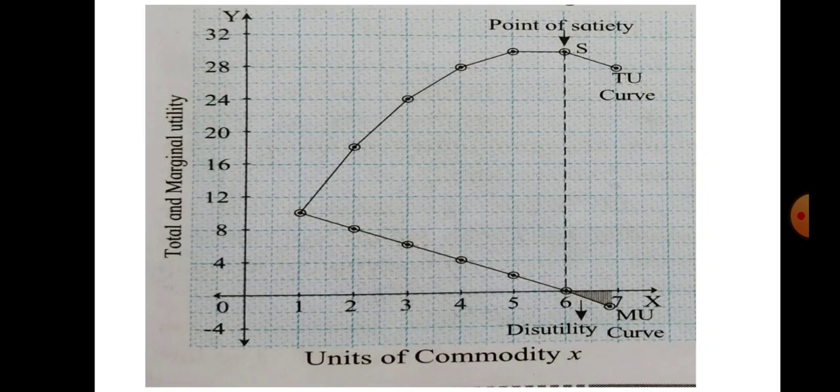When the consumer consumes the sixth unit of commodity, TU becomes maximum and MU touches the x-axis, that is, MU is equal to 0. And when we join these points, we get the point of satiety. When the consumer consumes after the point of satiety, MU goes to the negative area, which is shown by the shaded lines. That is also known as the disutility region or dissatisfaction area.